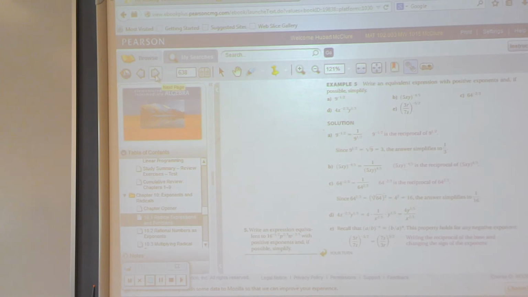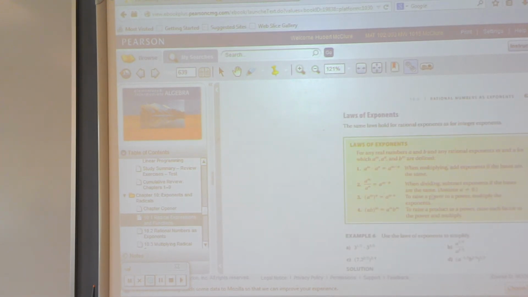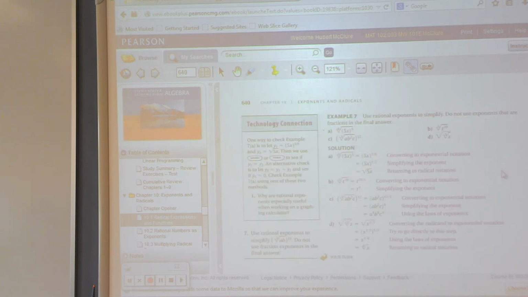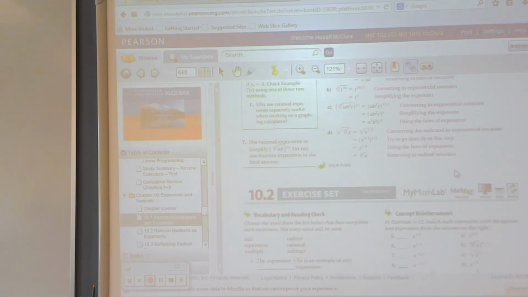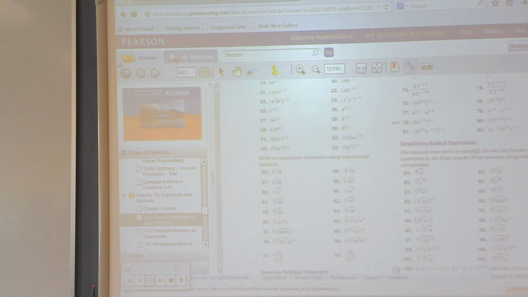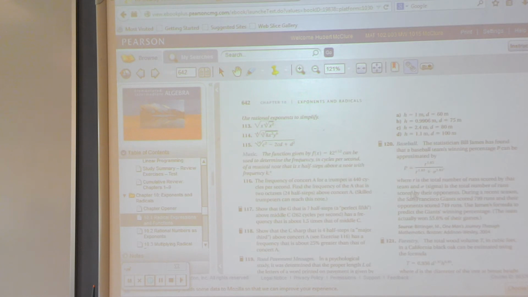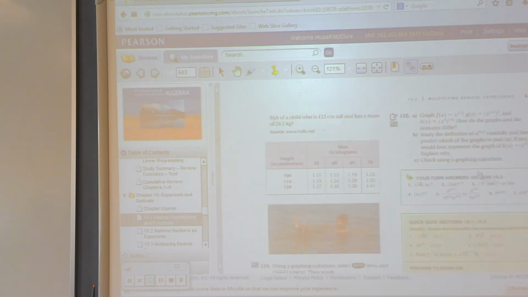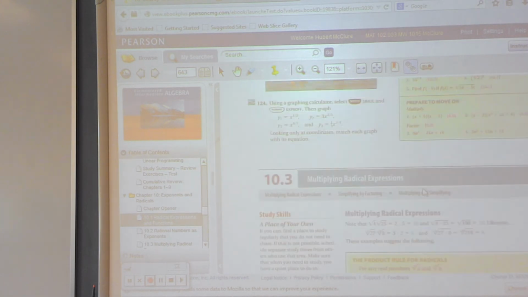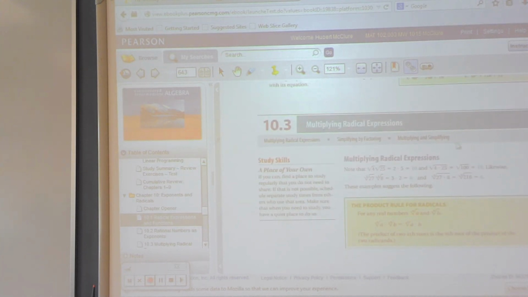I'm looking to see what else we got here. Oh my, look at there. Law of exponents. So we're way into what section? 10.2 is coming up. No, that's 10.2. So we've got 10.1 and 10.2 covered. Now, of course, I'll be waiting on some of your questions when y'all come back. 10.3, multiplying radical expressions.